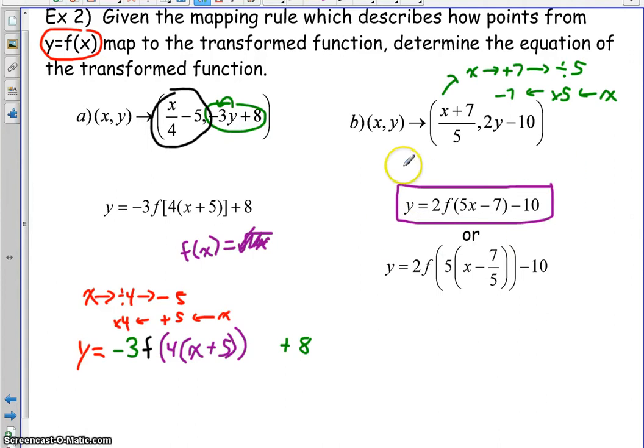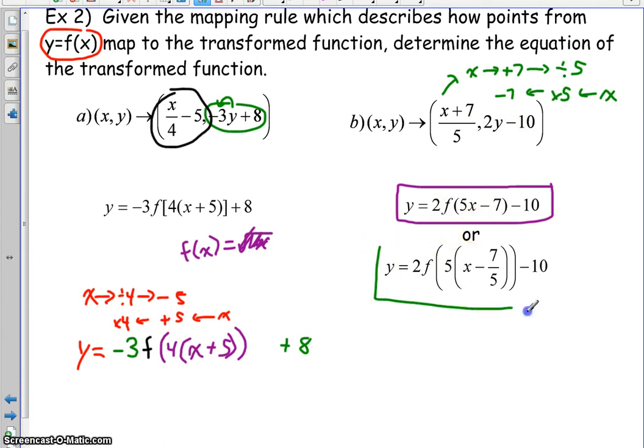Okay, so there you have your answer in the purple rectangle there. 2f bracket 5x minus 7 bracket minus 10. Again, look at what's happening to x. We add 7 first, then divide by 5. So for our function, we're going to multiply by 5 and then subtract 7. So x times 5 minus 7. And for y, it's just 2 times y minus 10.